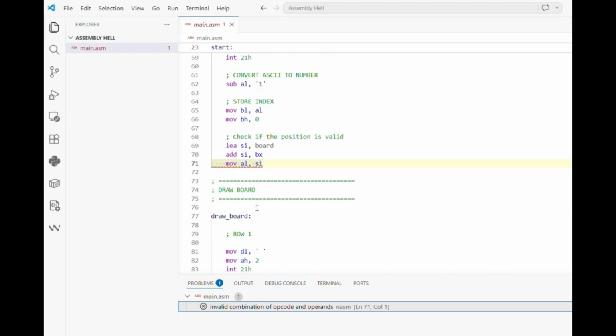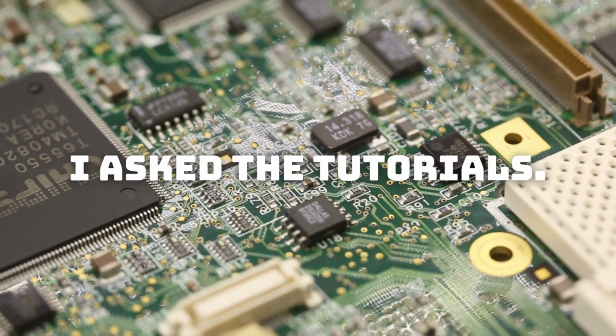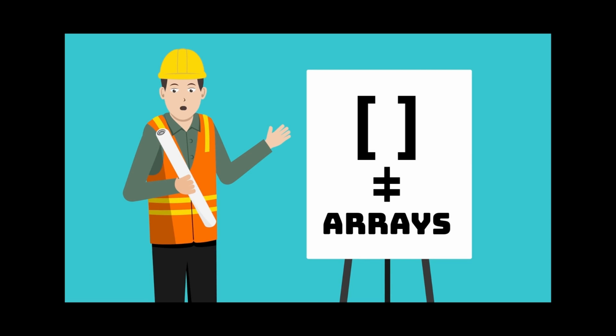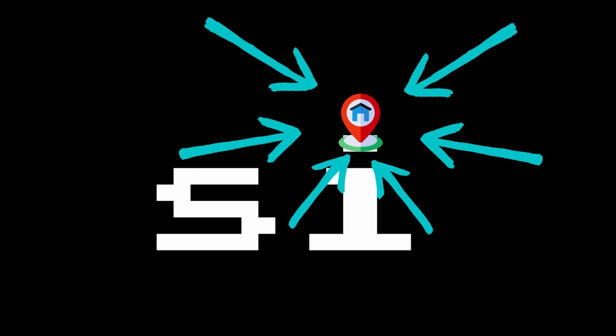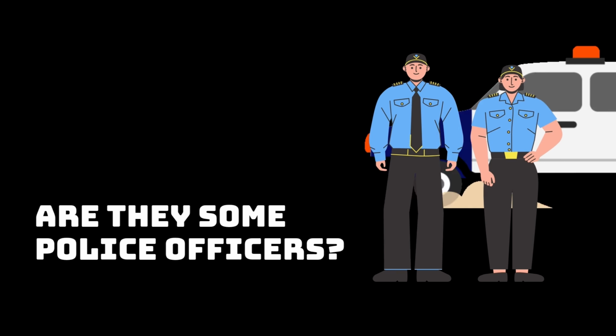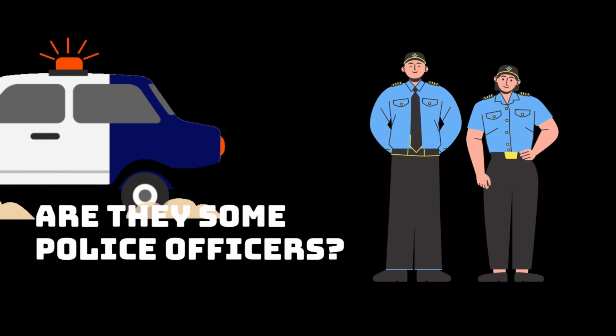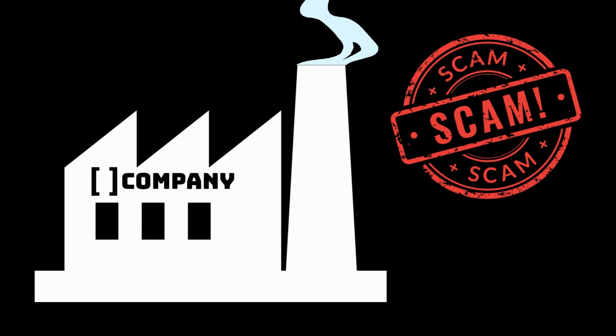It happened when I got the bracket error. I felt happy. It seems that the brackets were arrays all along. To confirm that, I asked the tutorials, and it explained to me that those brackets are not arrays yet. I felt betrayed. And it continued. They mean, go to the address inside SI and bring me whatever lives there. Like what, bro? Are they some police officers? And at this point, I was convinced the bracket industry was a scam.